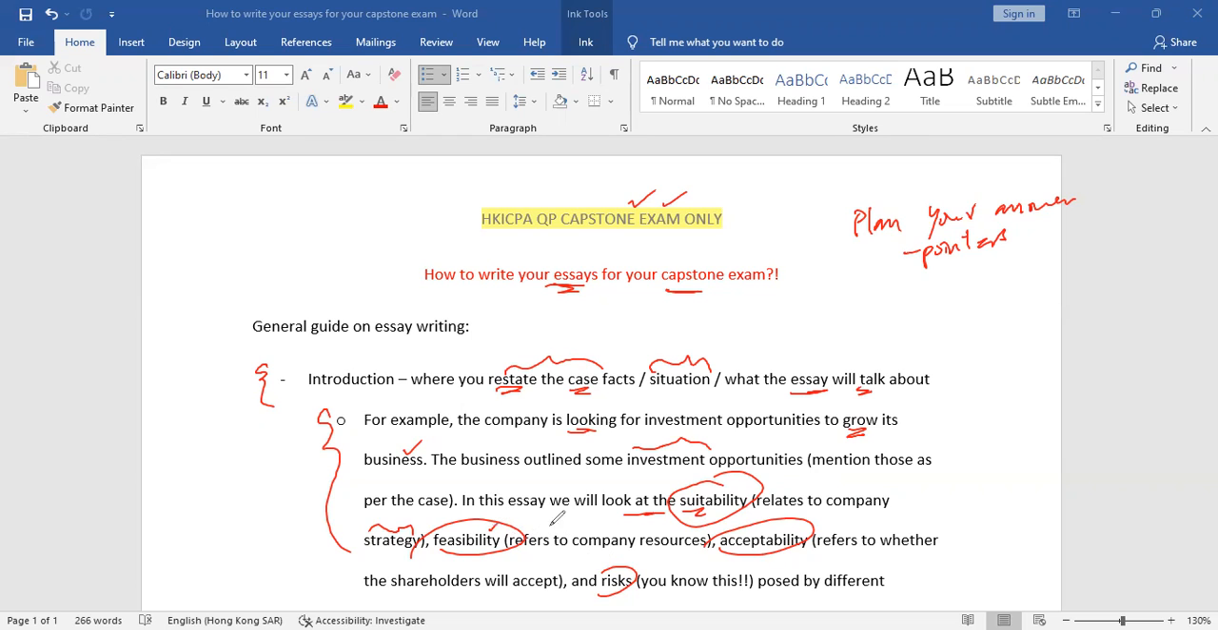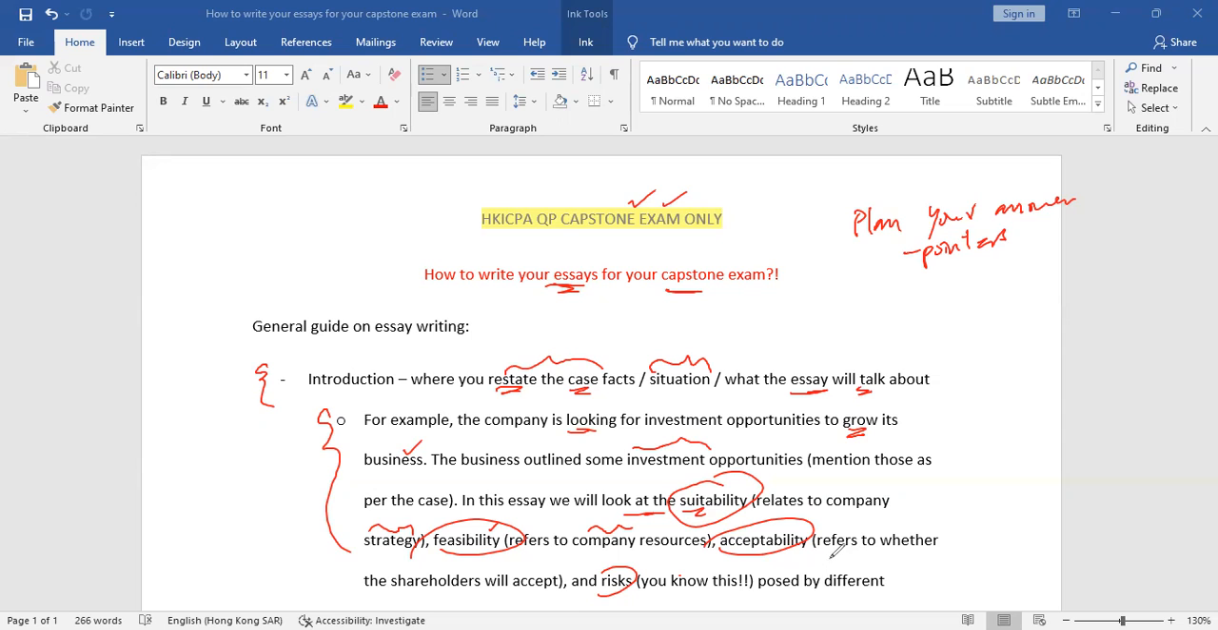Then you look at feasibility, which refers to the company resources, whether the company has enough resources or not. Then you look at acceptability, whether shareholders will accept or not. And then risks. You know what risks are, it's a common term used in business. By now, if you are at the capstone module, you must know what risks mean and what the definition of risks is.